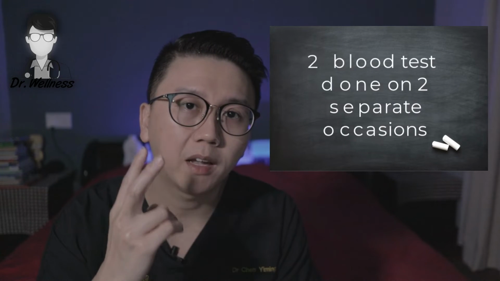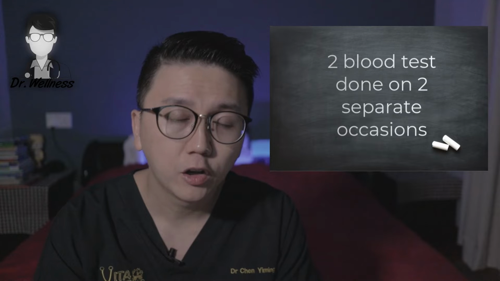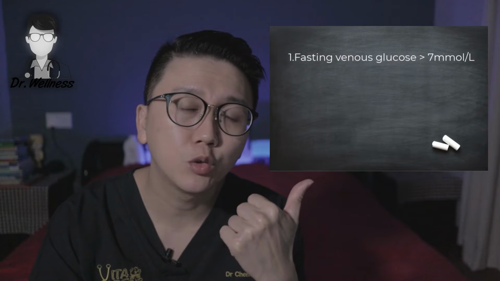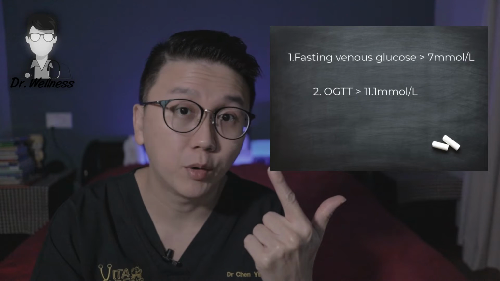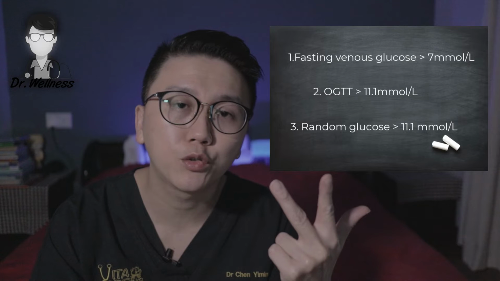If you are experiencing the above symptoms that I'm talking about, please go and see your doctor to conduct a glucose test check to see if you're actually diabetic. Some of the technical numbers that you may be interested in. In a diagnosis of diabetes, if you have no symptoms, you require 2 separate blood tests on separate occasions showing a fasting venous glucose of more than 7, oral glucose tolerance test of more than 11.1, or random glucose of more than 11.1. If you are symptomatic, you just need 1 test.